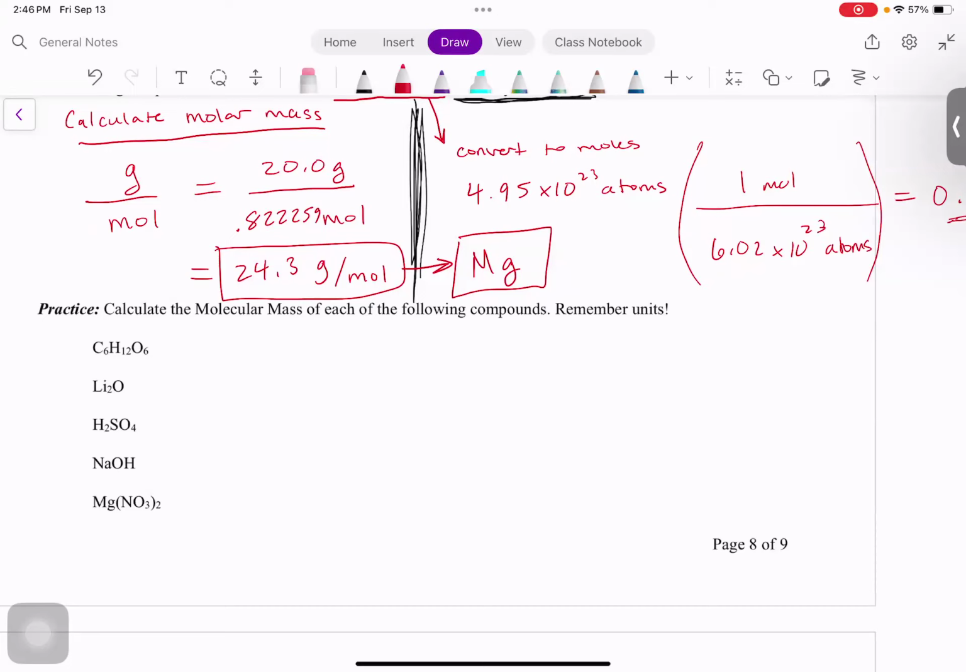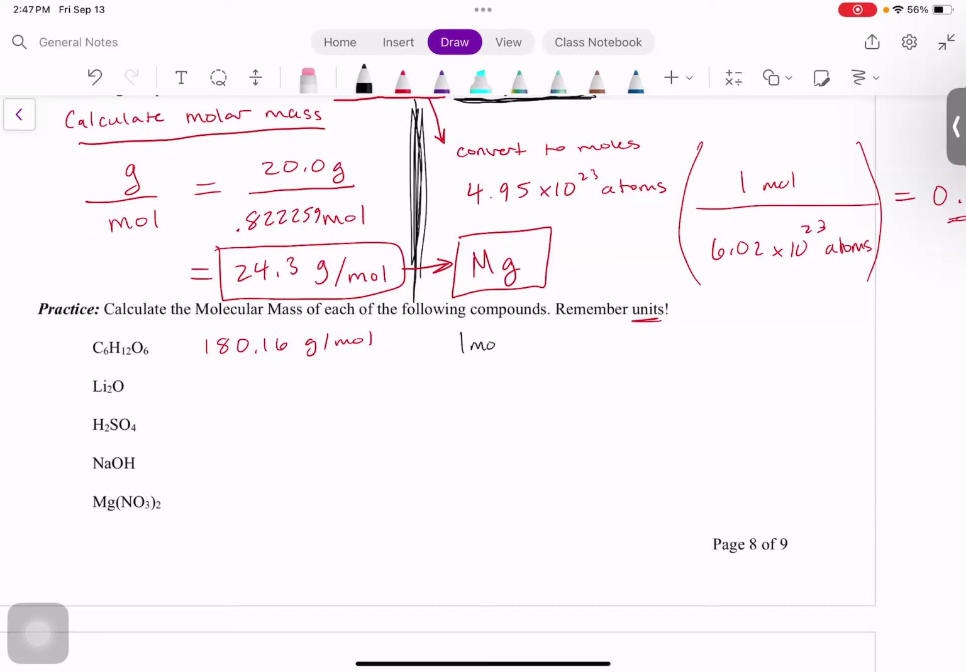I will put the answers here. And when it says remember units, the units that we're going to use for molar mass are grams per mole. So this first one should be 180.16 grams per mole. So that's the mass of 1 mole of C6H12O6. So in other words, that's the mass of 6.02 times 10 to the 23rd molecules of C6H12O6. And for this one, I'll write that out as well.